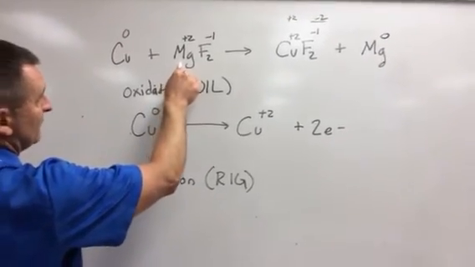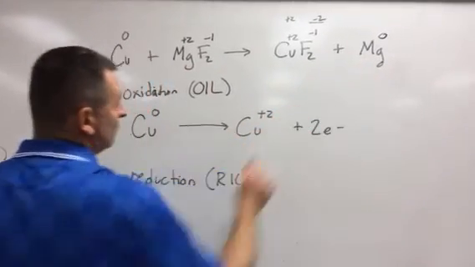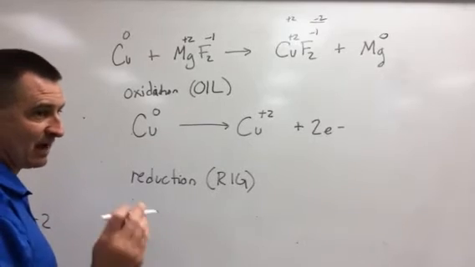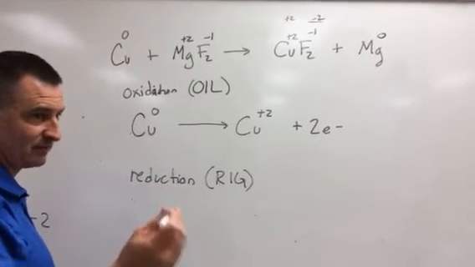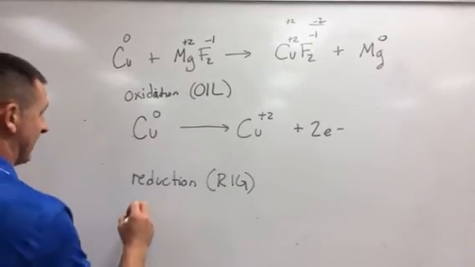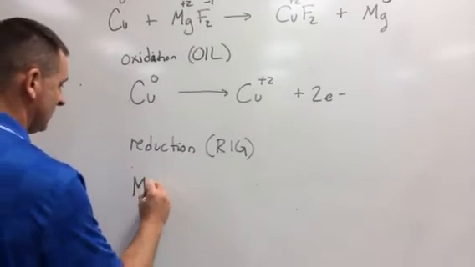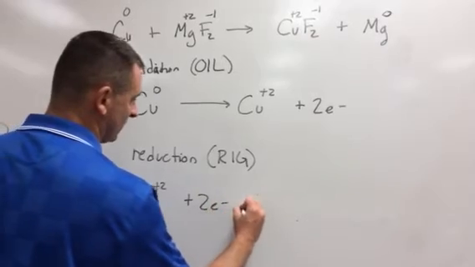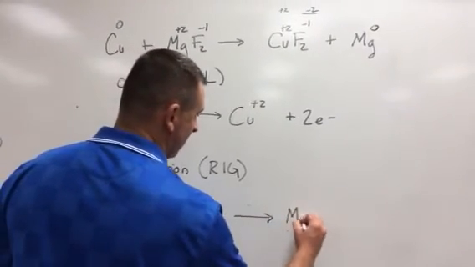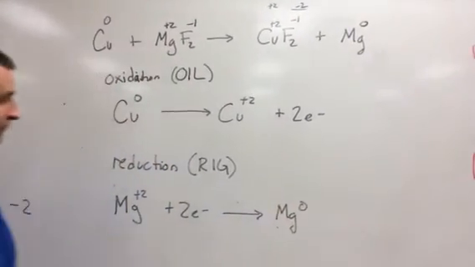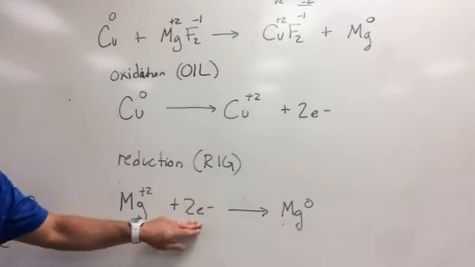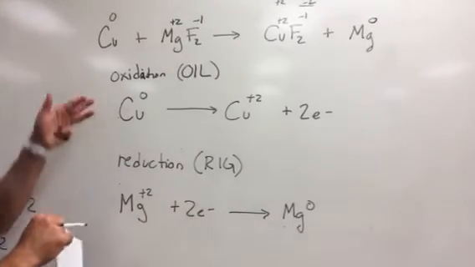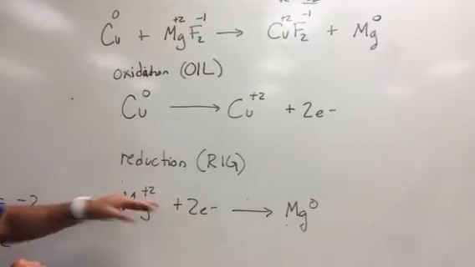So look at magnesium. It went from +2 to 0. And I know that's hard to think, but it got more negative, right? Because it went from positive to 0, so it's going more negative. So the half reaction for reduction is going to be magnesium +2 plus 2 electrons makes magnesium 0. This is called a half reaction because it's half of it. This is half, this is half.